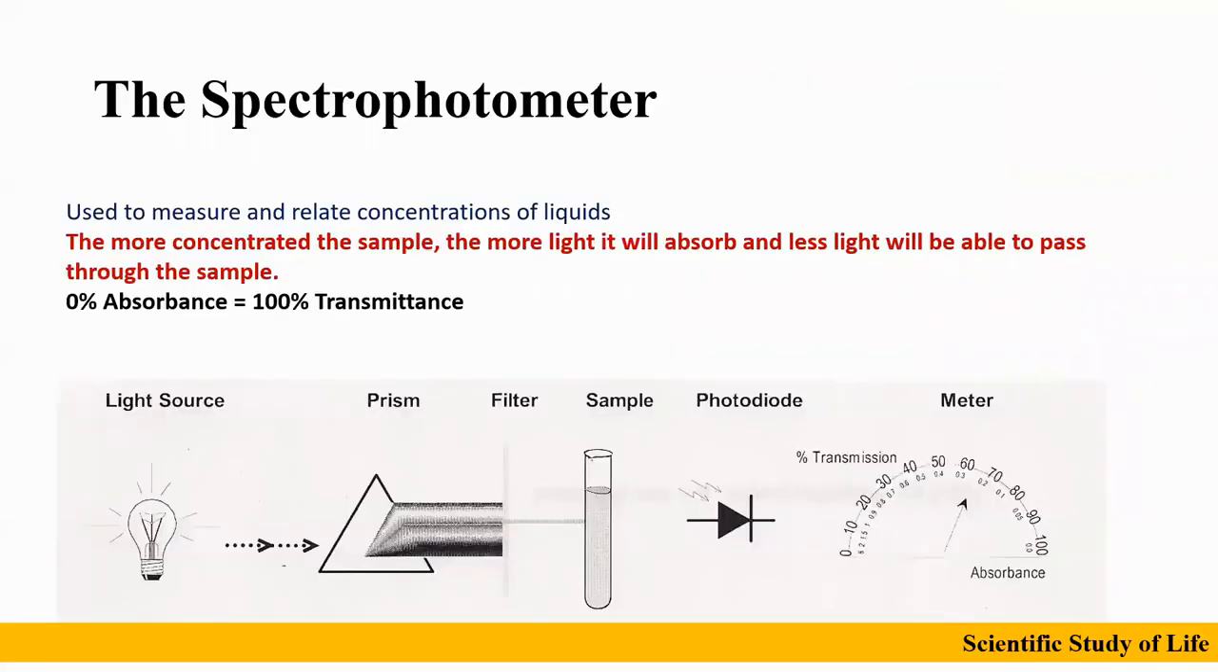Now the spectrophotometer. It is an instrument that is used to measure and relate concentrations of liquids. The more concentrated the sample under view, the more light it is able to absorb, and the less light will be able to pass through the sample. So absorbance is inversely proportional to transmittance.